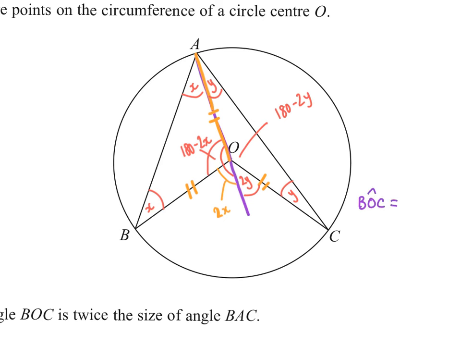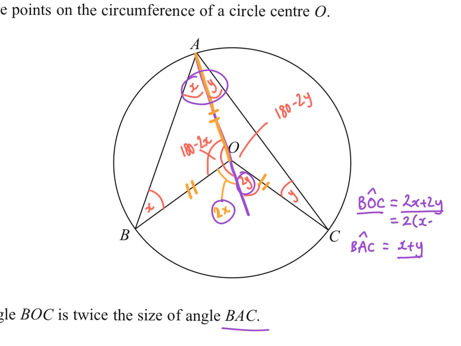Well, BOC seems to be 2x plus 2y. But what about angle BAC? Well, we've just got x plus y. So I hope you can now see that BOC is actually twice BAC. And if you like your factorising, then this is a little stronger. Hopefully you can see here that this is 2 times x plus y, and this was just x plus y. So BOC is indeed twice as much as BAC. So that's the way I would do this.